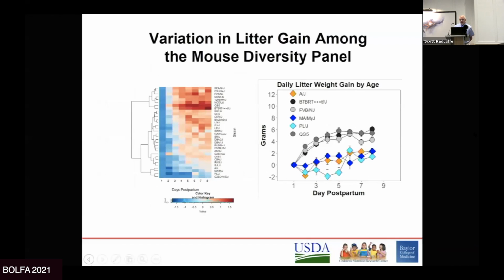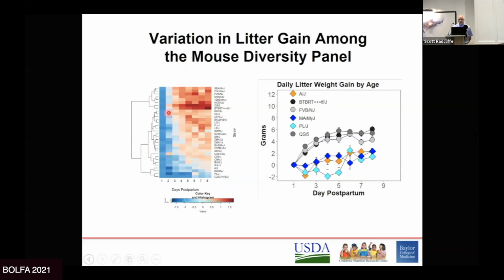So this is one of the first traits that we were really interested in, and this is litter gain, cross-foster litter gain among the mice. On the left-hand side, you see a heat map, and what this heat map shows is the daily change in gain of the litter. The x-axis is days postpartum, and the y-axis are the strains, and they're clustered by their ability to support the growth of the litter. So you can see at the top where there's red, those are the high lactation strains. And at the bottom where you see more blue, those are the low lactation strains.